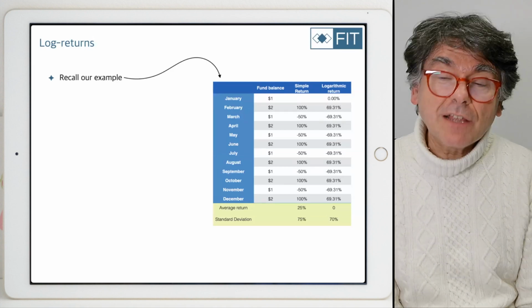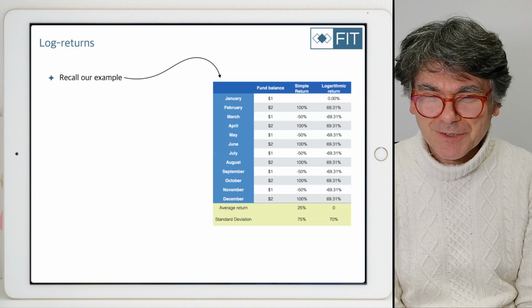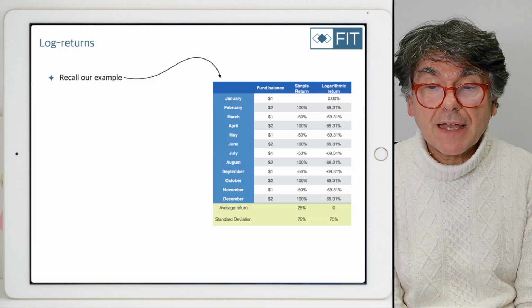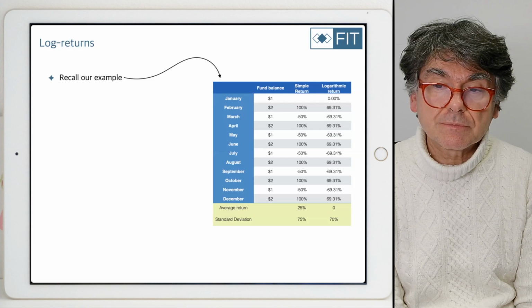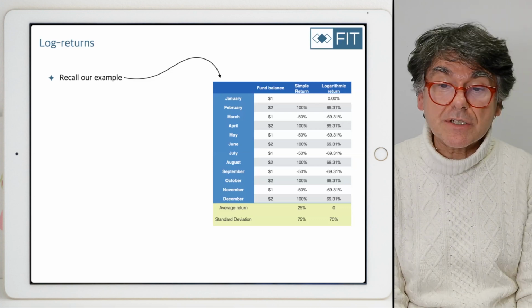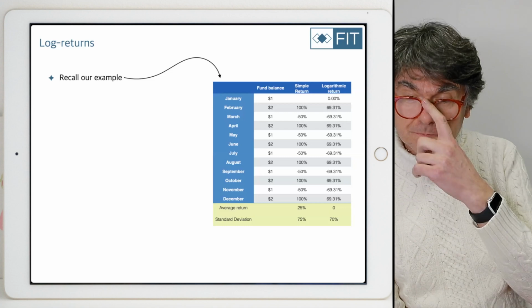Okay, so let's calculate the return of this fund. This is fun. This is interesting. What's the return of this fund? Well, the first month has a 100% return. The next month has a minus 50% return. Then a 100% return. Then a minus 50% return. On average, it has a 25% return per month. Right?